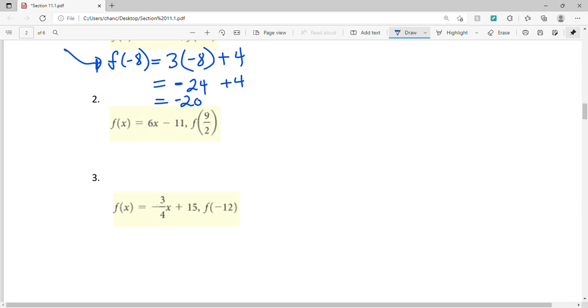In example 2, we want to find f of 9/2. So again, I'll start by writing f of 9/2. That's what we want to find out. And then we'll replace the x here with a 9 over 2. So this is 6 times 9 over 2. Using substitution, put a parenthesis around that, 9 over 2.